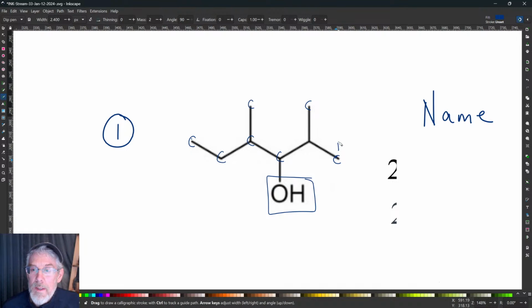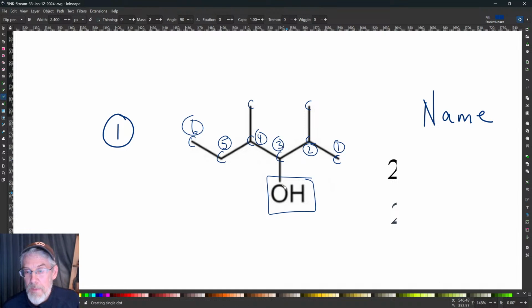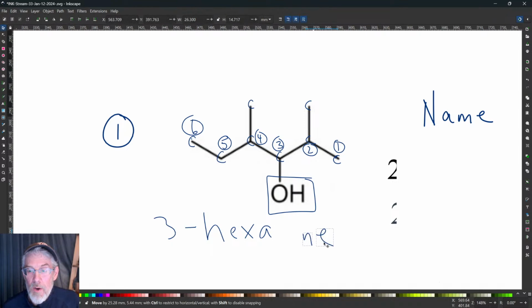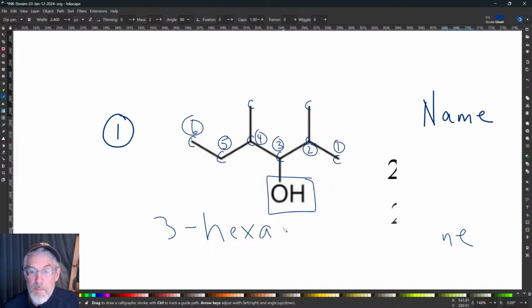So we start here. 1. Oh, there's a carbon there. 2, 3, 4, 5, 6. And on the 3rd carbon, we have that OH group. So 6 carbons is hexane. Because we have the OH group on carbon 3, we're going to call it 3. Take the ending off here, and that OH means it's an alcohol. So 3-hexanol. That's what you would end up calling this.